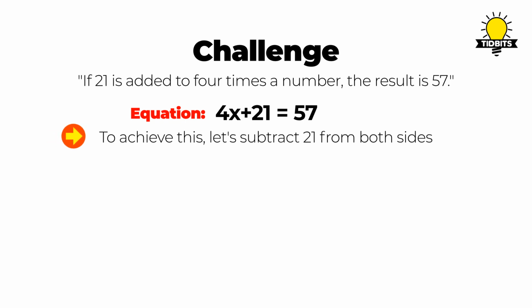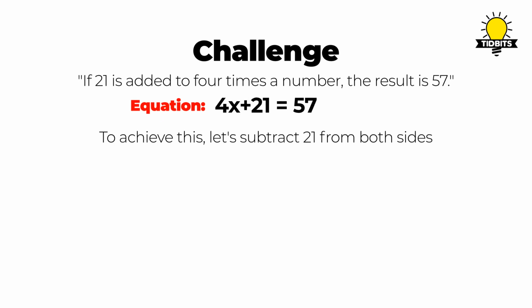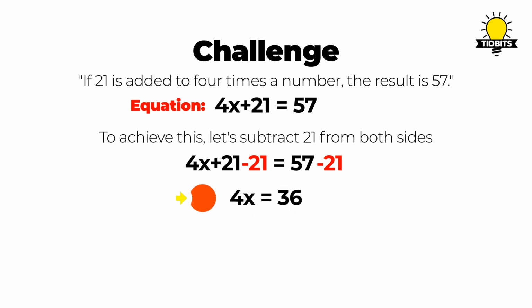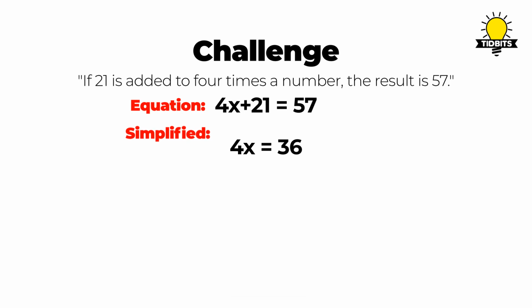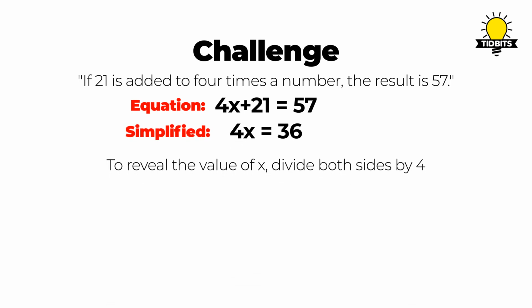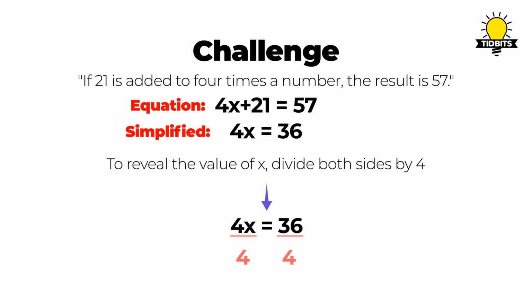To achieve this, let's subtract 21 from both sides. Like this. Now we have 4x equals 36. To reveal the value of x, divide both sides by 4. Like this.